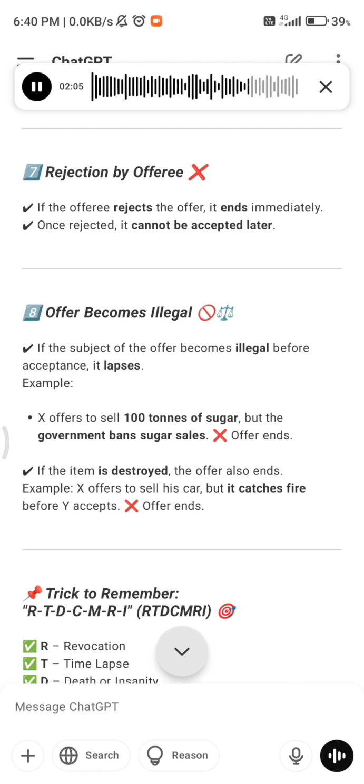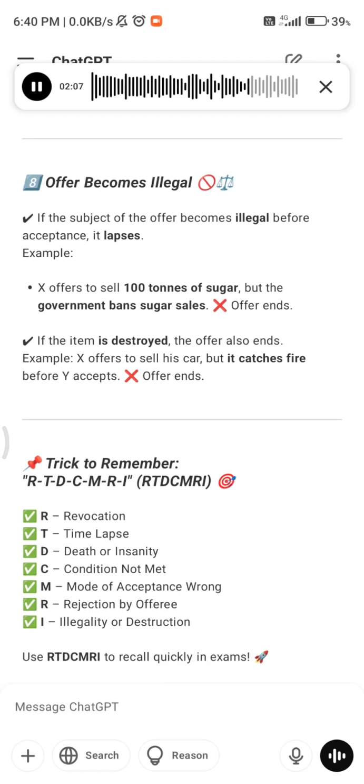8. Offer becomes illegal. If the subject of the offer becomes illegal before acceptance, it lapses. Example, X offers to sell 100 tons of sugar, but the government bans sugar sales. Offer ends. If the item is destroyed, the offer also ends. Example, X offers to sell his car, but it catches fire before Y accepts. Offer ends.